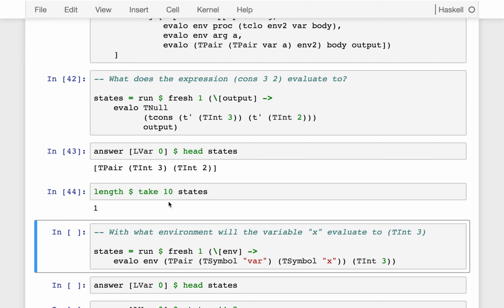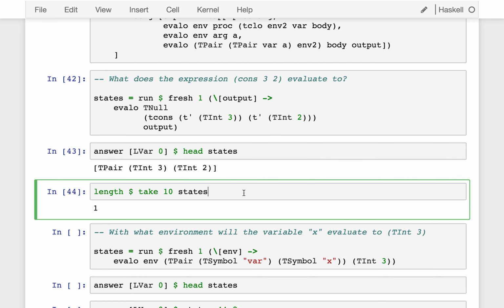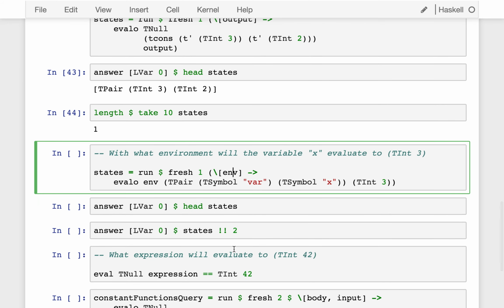So notice that here we need the t-quote here to show that the 3 and the 2 here are literal values that don't need further evaluation. So this isn't really that interesting of a question because we can answer this question using good old eval. So here's a little bit more interesting question.